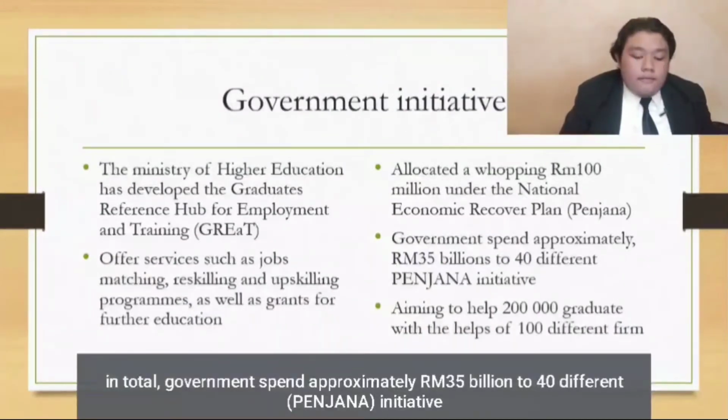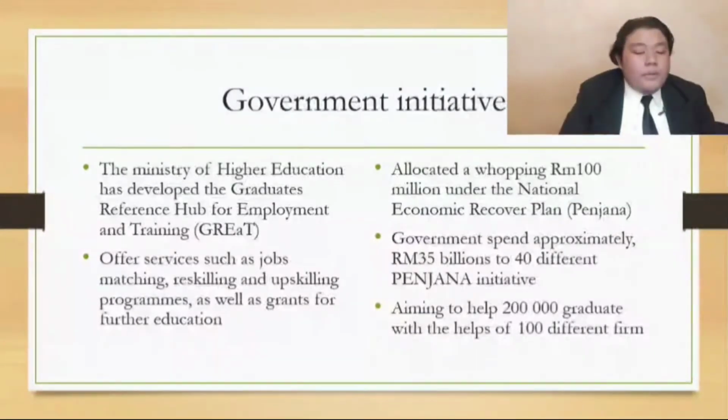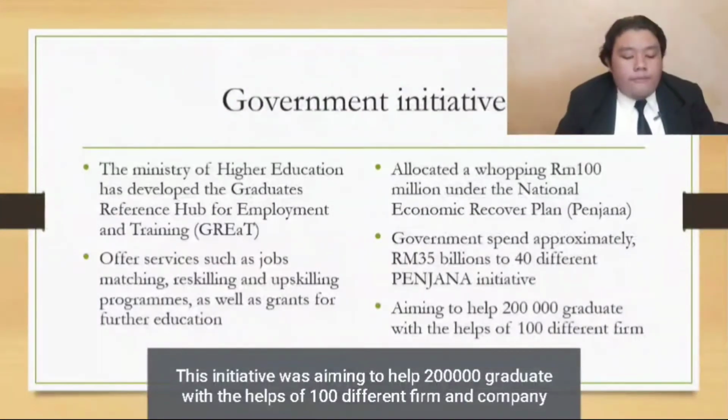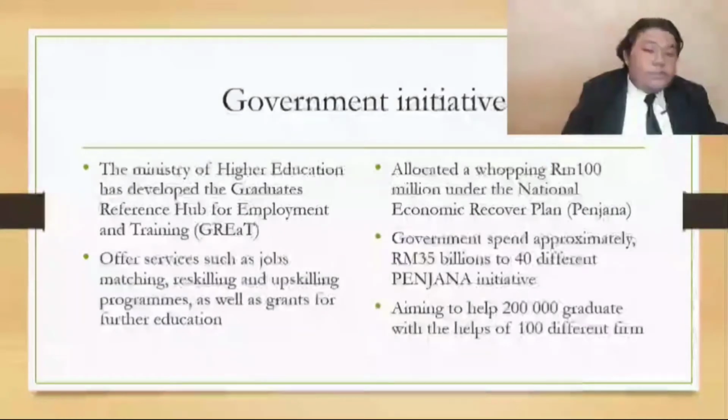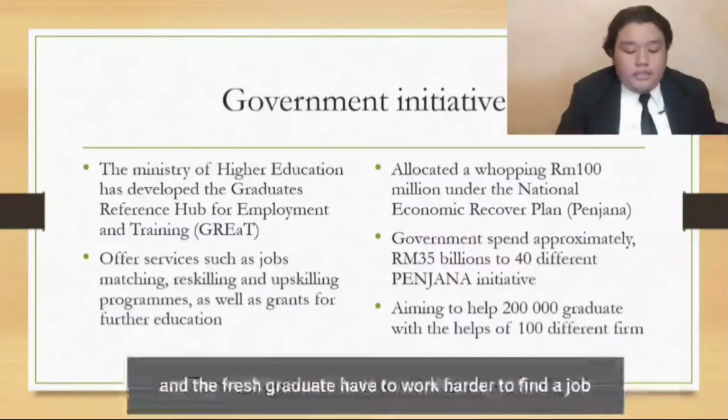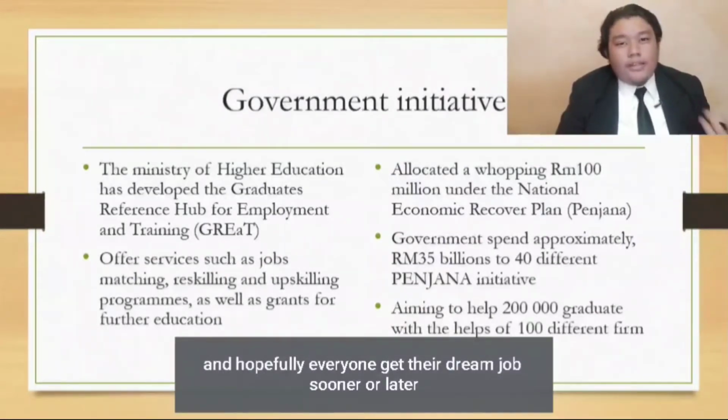In total, the government spent approximately 35 billion ringgit on 40 different Penjana initiatives. This helped Malaysia's economy to recover from the pandemic impact. This initiative was aiming to help 200,000 graduates with the help of 100 different firms and companies. So that's all that we can analyze from the article. We hope this fast action from the government can decrease the amount of unemployment in Malaysia, and the fresh graduates have to work harder to find a job, and hopefully everyone gets their dream job sooner or later.